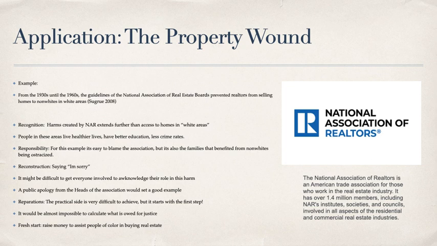The third stage is reconstruction, so saying I'm sorry. It might be difficult to get everyone involved to acknowledge their role in this harm. A great start would be for the head of the association to set an example and to publicly apologize. And then if that is done, the practical side of this is very difficult to achieve. But again, you have to remember it starts with the first step, recognition. It would be almost impossible to calculate what is owed for justice. But they could possibly work on a fresh start, which would be to raise money to assist people of color in buying real estate.